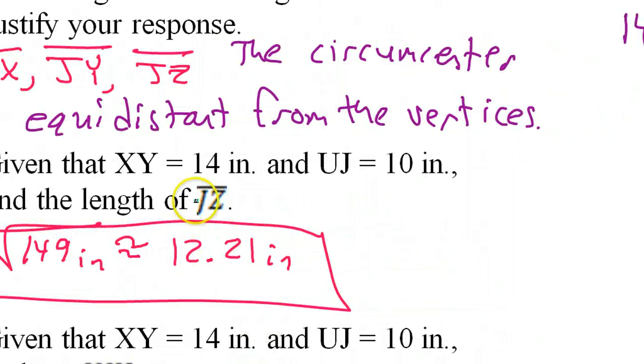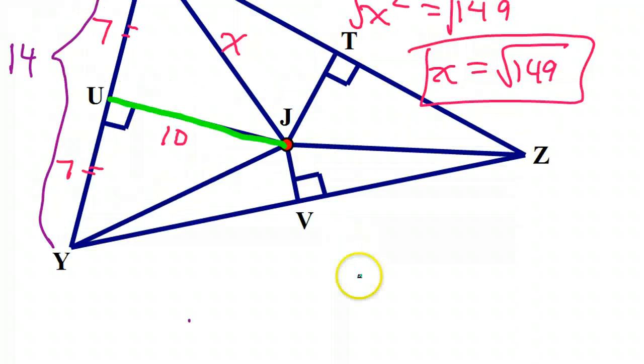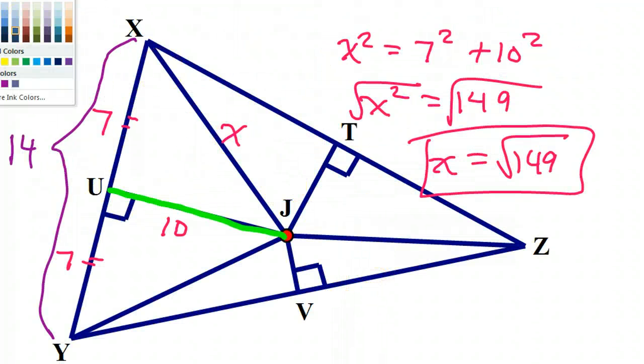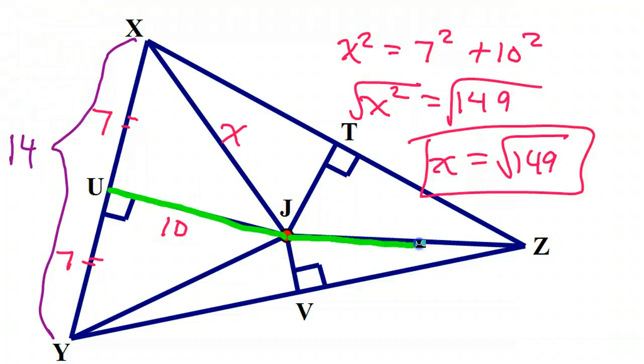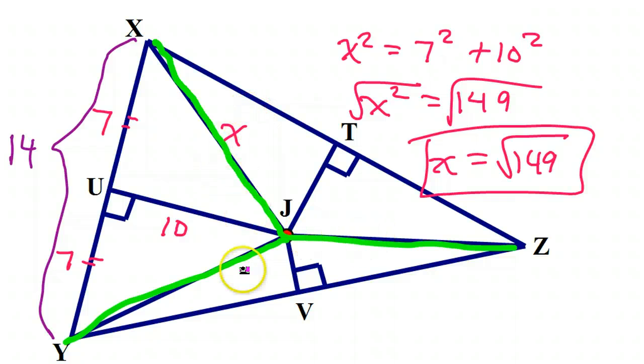Again, we were asked to find JZ, but don't forget that JZ is this. And the circumcenter is equidistant to the vertices, so all three of these lengths are the same. Since x is one of those, once I find x, I'm really finding all three of these lengths.